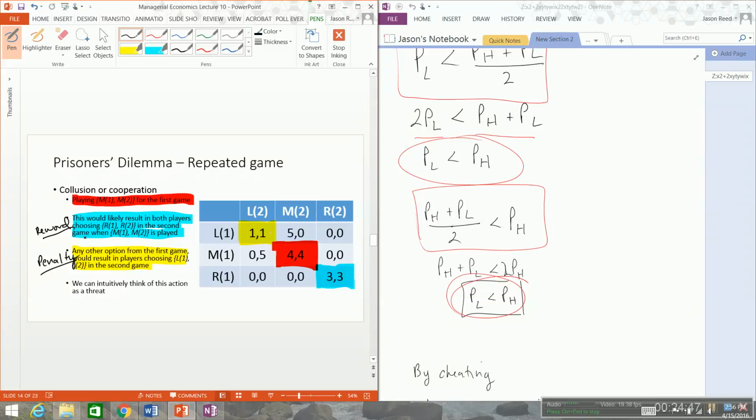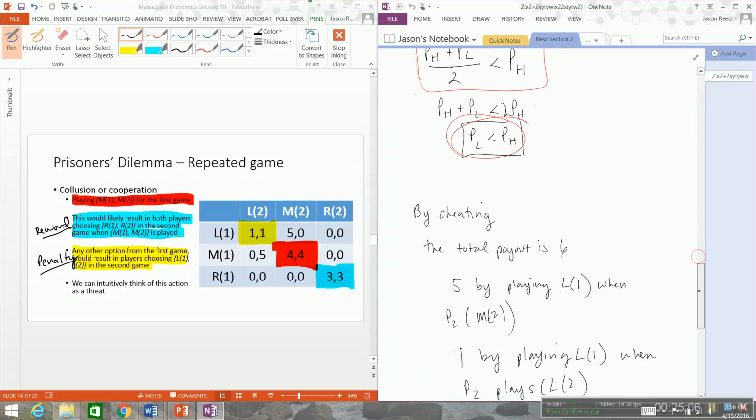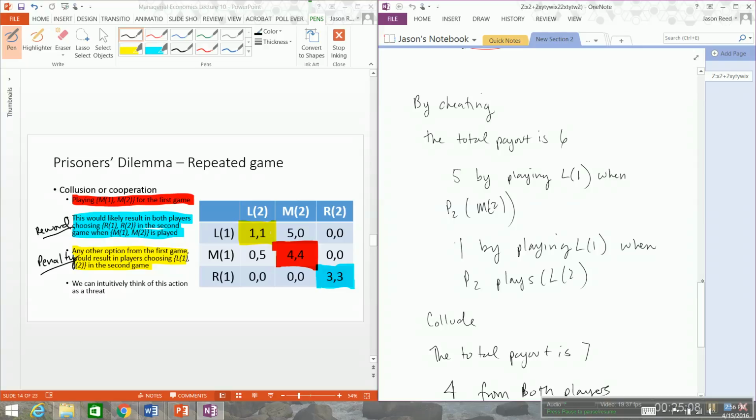But if our penalty option is greater than our reward option, then we will play our penalty option. We'll play anything other than middle to begin with. So we need to believe that this threat is credible, though. So how can we start analyzing this and understanding if these are better or worse? So if I were to cheat now, so by cheating, which means playing anything other than middle.